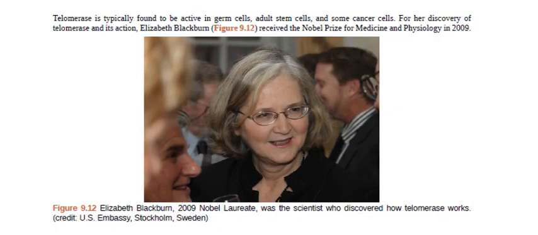All right, let's get back to reading. Telomerase is typically found to be active in germ cells, adult stem cells, and some cancer cells. For her discovery of telomerase and its action, Elizabeth Blackburn received the Nobel Prize for Medicine and Physiology in 2009.